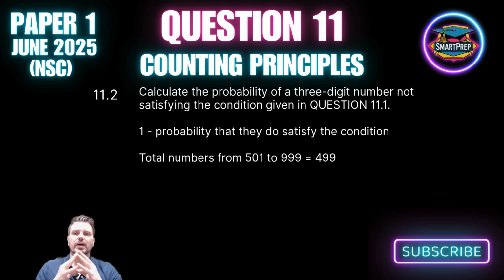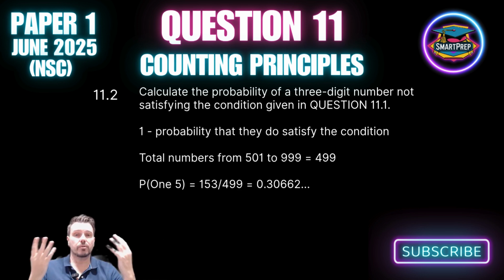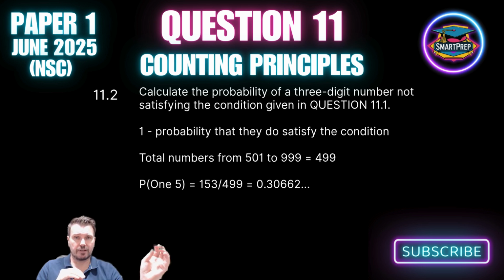Okay, so we start by getting the total numbers from 501 to 999, and that would be 499. Then we have to get the numbers that we got before, which was 153. Okay, so when we divide the 153 by 499, we get 0.30662, etc. And that is the probability that it does satisfy the condition.